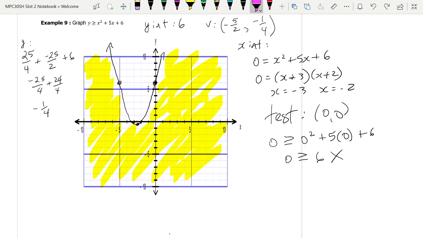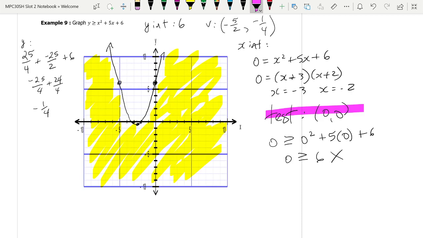Quadratic done. Did I know what kind of line to make? Yep, solid line, right? Because it's a greater than or equal to. So the numbers on the line are part of the solution. Then lastly, I have to figure out which region to shade. So I tested 0, 0. And it turned out 0 is greater than or equal to 6, which is a lie.